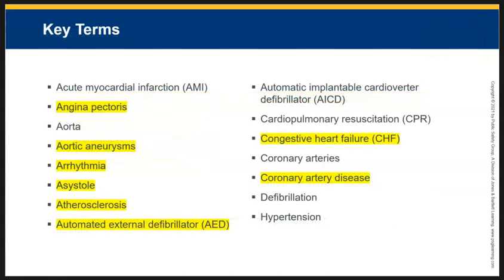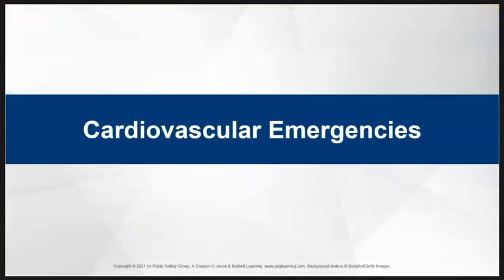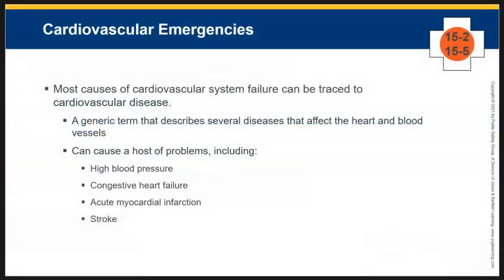Some key terms that we'll encounter: angina pectoris, aortic aneurysms, arrhythmia, asystole, atherosclerosis, AED, congestive heart failure, coronary artery disease, ischemia, pericarditis, pulmonary edema, sudden cardiac arrest, ventricular fibrillation, and another type of arrhythmia, ventricular tachycardia. Let's begin with cardiovascular emergencies.